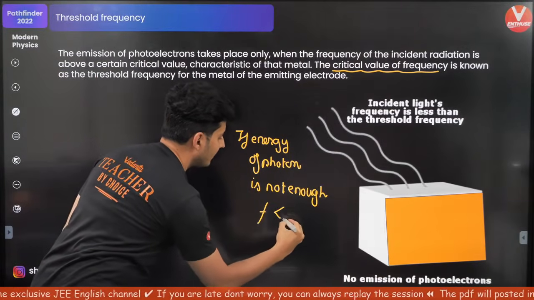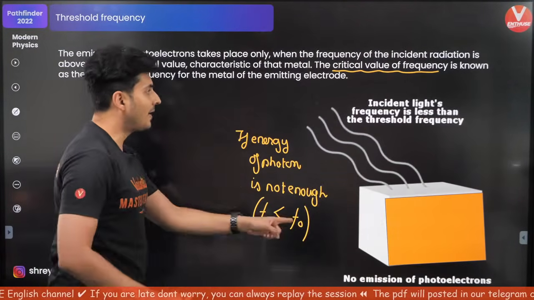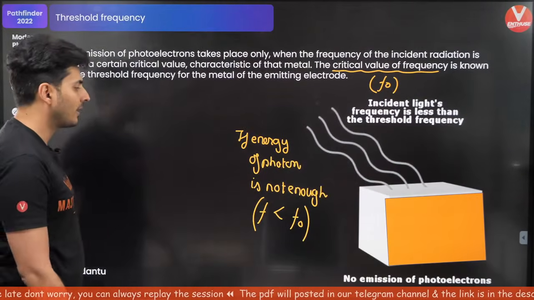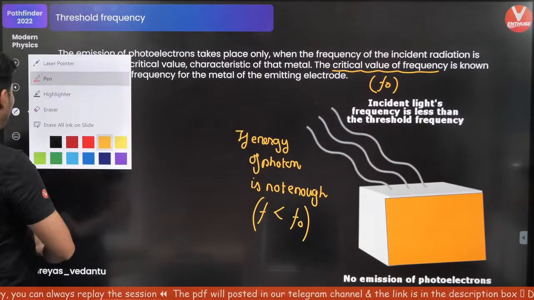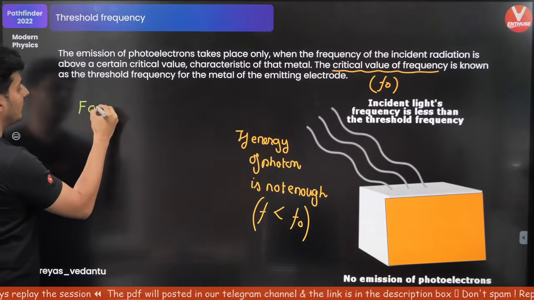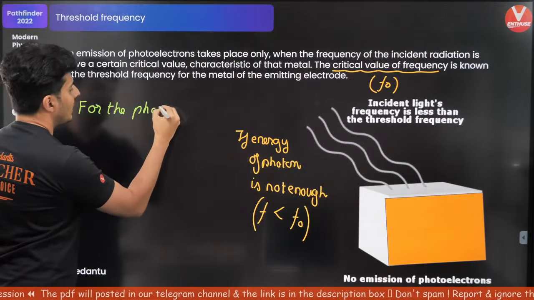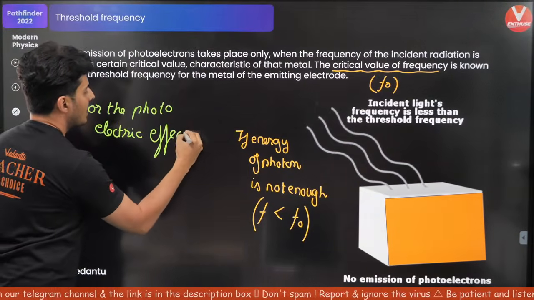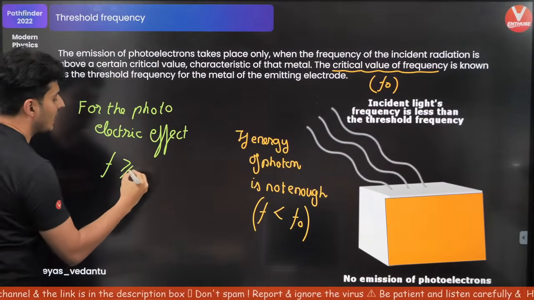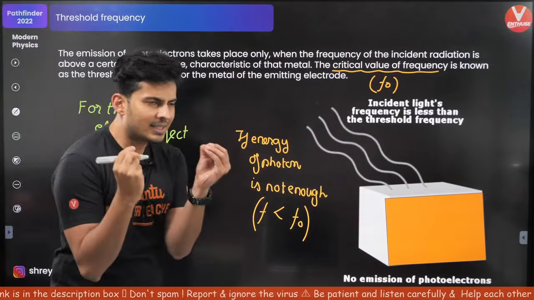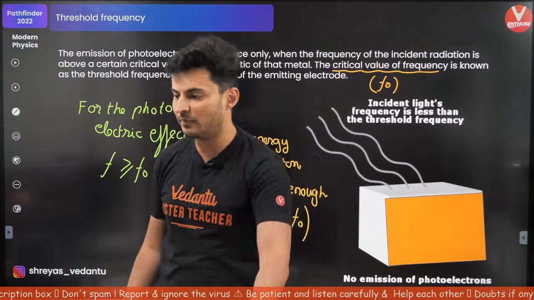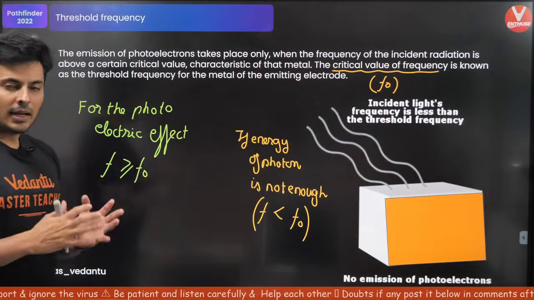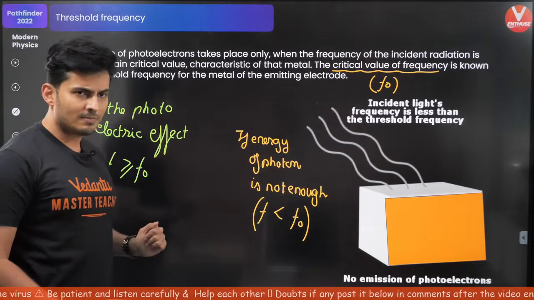So basically if f is less than f naught, that critical frequency, you will not get any kind of photoelectric effect. So I can also mention over here, for the photoelectric effect, your f should be more than or equal to at least f naught. That's the minimum frequency. I hope that is clear. Now, if you have understood it till here, let's move ahead.